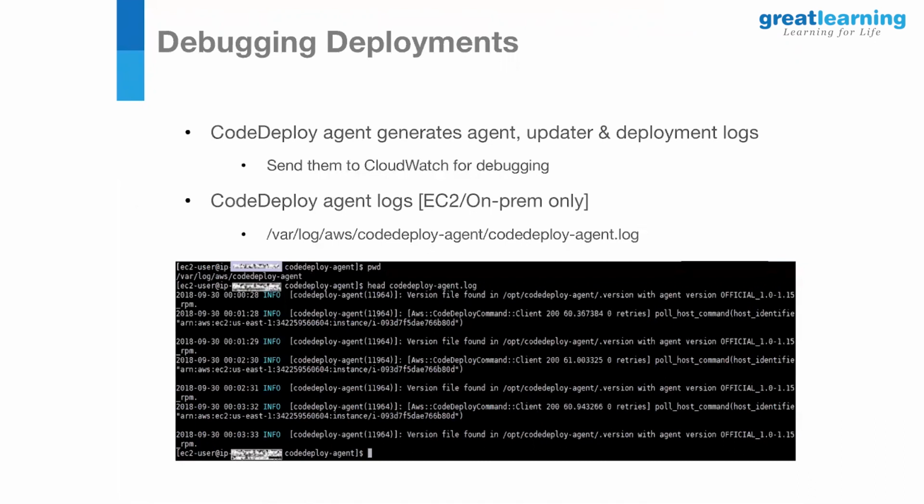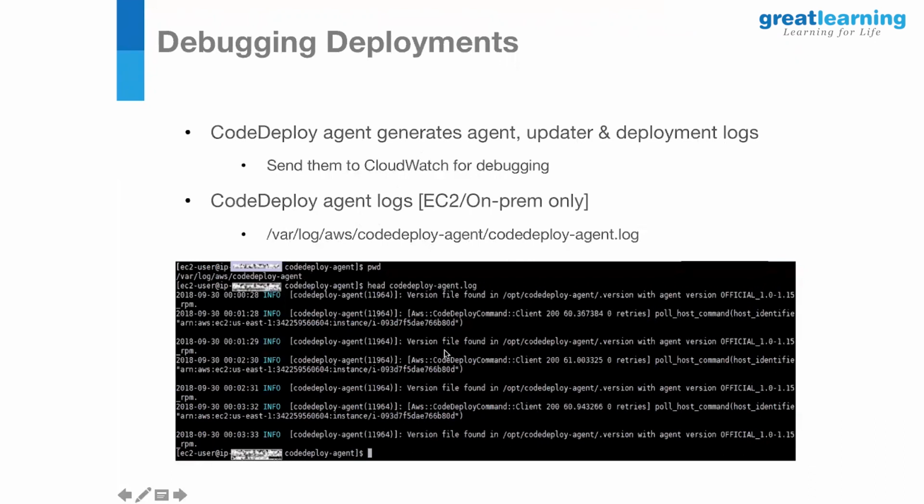The agent generates 3 logs. The first one is the agent log, and we have the deployment log and the updater log. We'll see the agent log first. The agent log contains information about the agent's health and overall deployment status. It is available in this log AWS CodeDeploy agent path here. Here are the first few lines of this CodeDeploy agent log in one of the deployments.